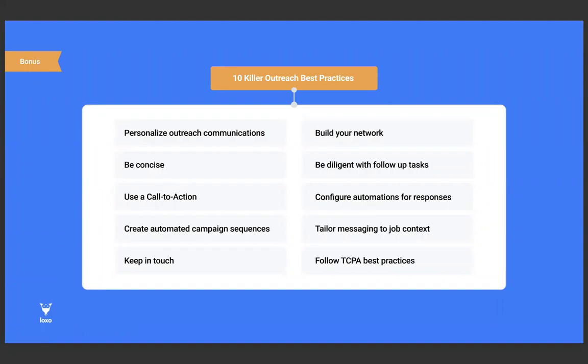Next, always tailor your messaging to the job context. So again, you want to make sure that the messaging in the outreach sequence is tailored to the details of that particular job and isn't a generic software engineer job kind of thing. You want to focus on the particular software engineer job that you're working, and make sure the messaging matches that particular detailed context. And again, to reemphasize what I said earlier in the presentation, always follow the best practices that are outlined by the TCPA for text messaging.